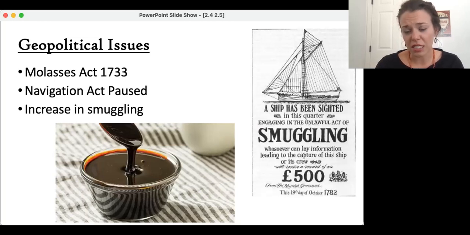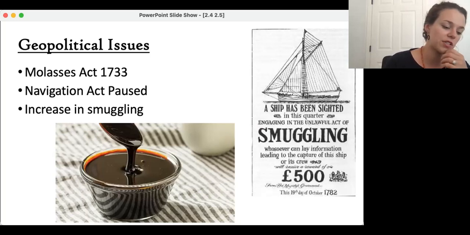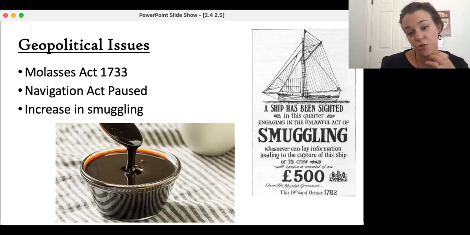Obviously the American colonies and the British Crown have a much closer relationship than the United States and China does in 2022. But all the manufacturing is across the Atlantic. So since you can't trade with other countries to get a cheaper deal on your manufactured goods, and you have to trade with the British by law, what are you going to do? Well, you're going to ignore the law, right? We see a huge increase in smuggling.